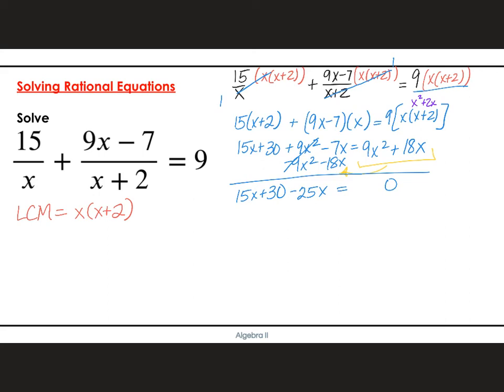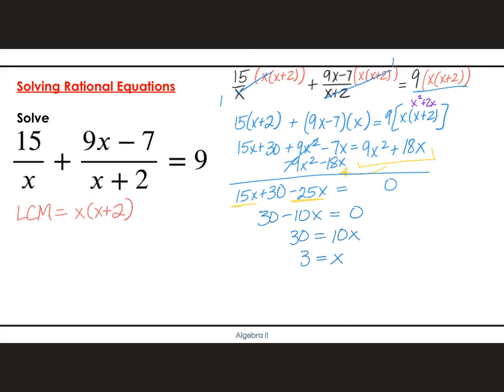Then I have these like terms that I'm going to combine, a 15x and a negative 25x. So that's going to give me 30 minus 10x is equal to 0. So 30 is equal to 10x and 3 is equal to x. Is that a real solution? Does it work?